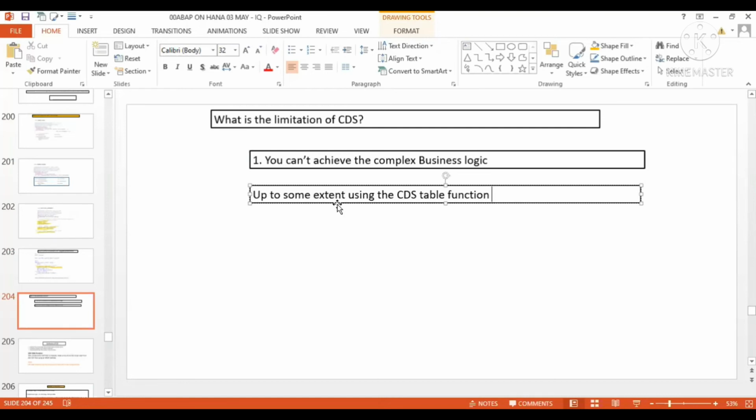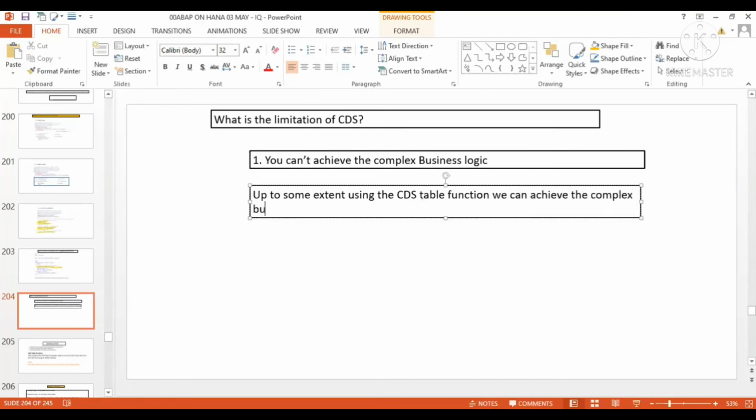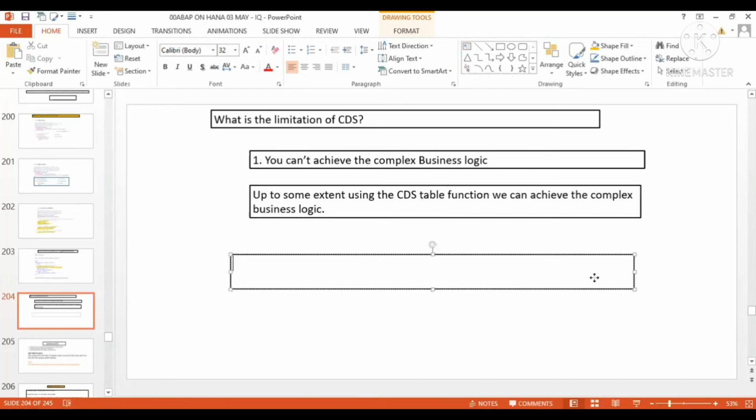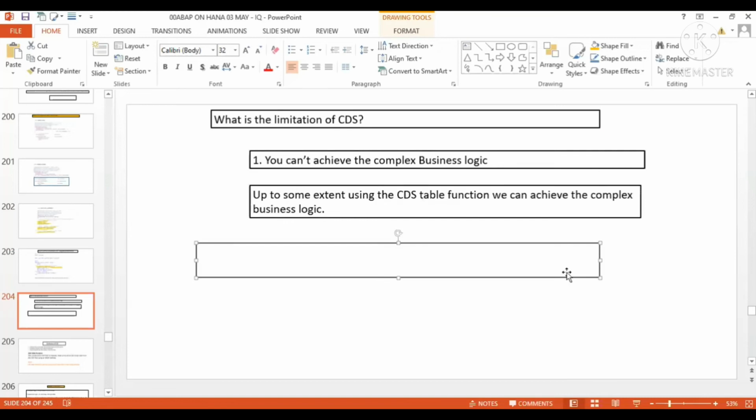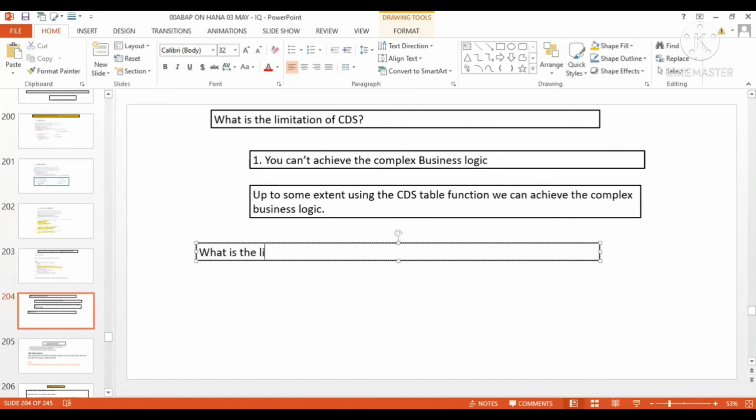So up to some extent using the CDS table function, we can achieve complex business logic. Okay. Now, what is the problem with table function? What's the limitation of table function? What is the limitation of table function?